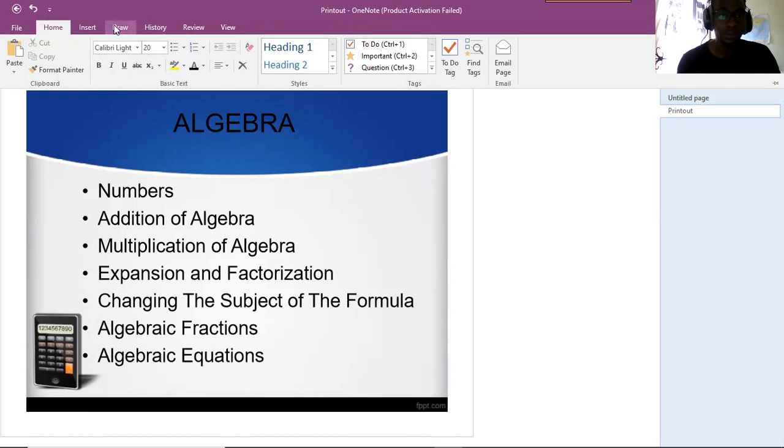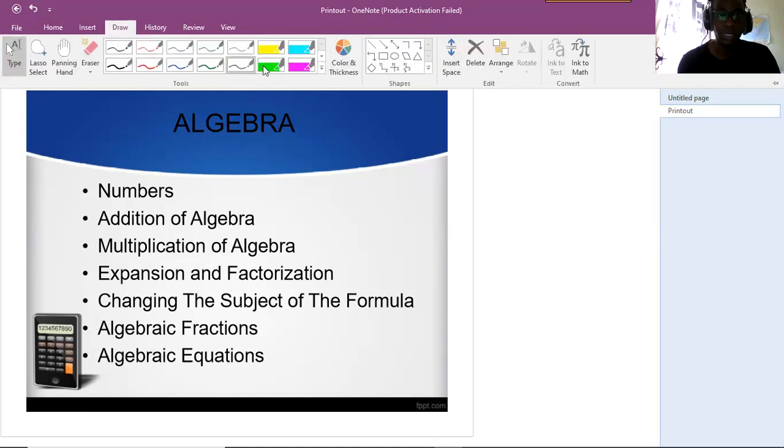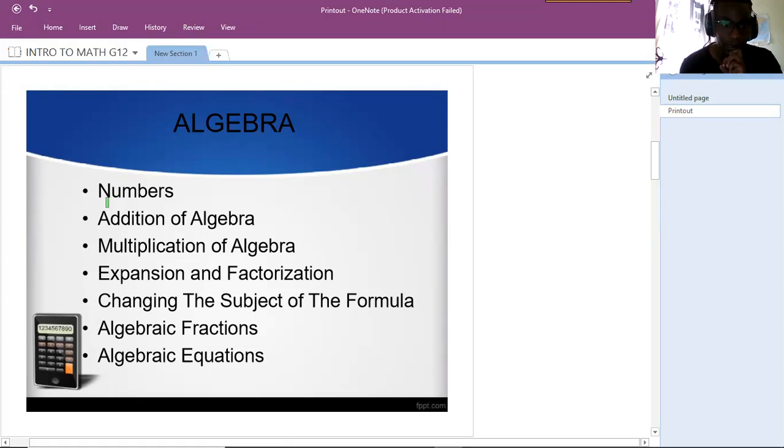So today, we're going to have a look at algebra. For now, I think we'll focus mostly on numbers, and we'll do a few exam questions. Then in our next class, we're going to do the addition part of algebra, the multiplication part, expansion, changing the subject, algebraic fractions, and also algebraic equations.